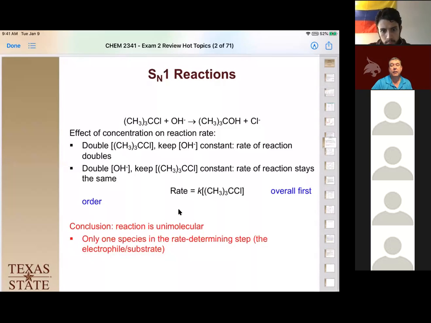Substrate means electrophile, right? Substrate means whatever has your leaving group on it. It's usually the organic molecule that ends up being a part of your product. It's the thing you're substituting something off of. So whichever one of those terms is consistent within your vernacular, use that.